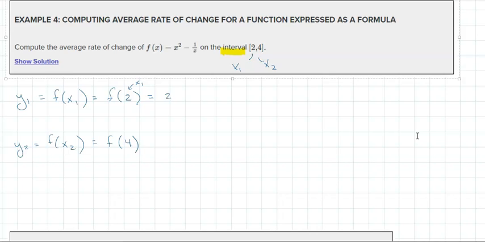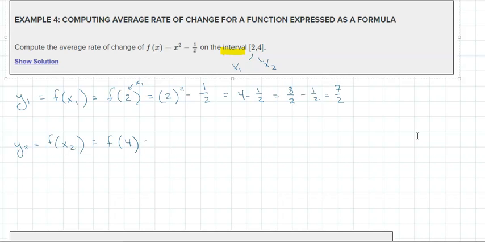So we get 2 squared minus 1 over 2. So we get 4 minus 1/2. And that is going to give us, if you want to do it with fractions, 8/2 minus 1/2, which is just 7/2. I'm going to leave it as an improper fraction. We usually use improper fractions.